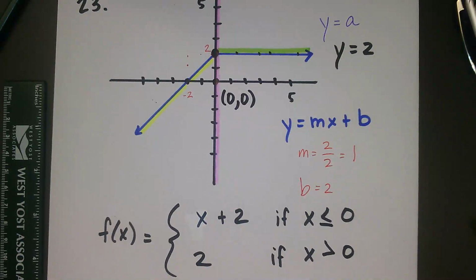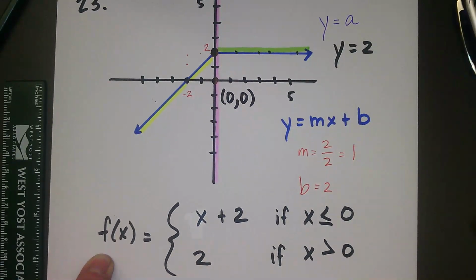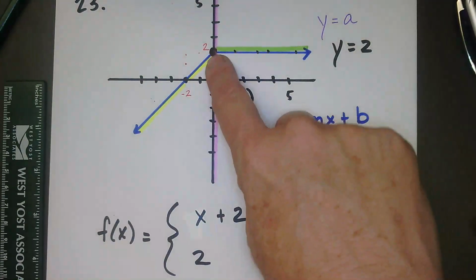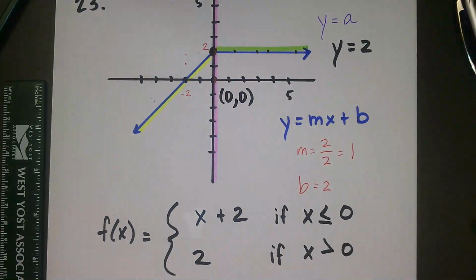Okay, so that's how you're going to write the piecewise equation given the graph. Find the equation of each section, and then just define the domain.